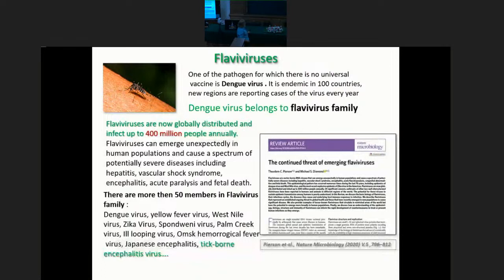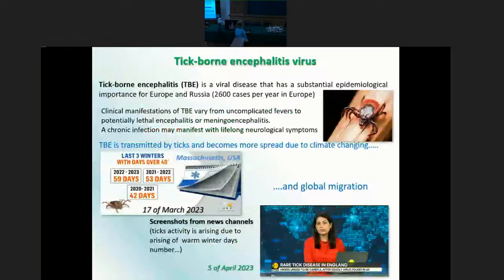It's endemic in 100 countries, and new regions are reporting cases of this virus every year. Dengue virus belongs to the flavivirus family. These flaviviruses are now globally distributed and infect up to 400 million people annually. There are more than 50 members in the flavivirus family, including tick-borne encephalitis virus. Tick-borne encephalitis is a viral disease that has a substantial epidemiological meaning for Europe and Russia. It's about 2,060 cases per year in Europe, for example.